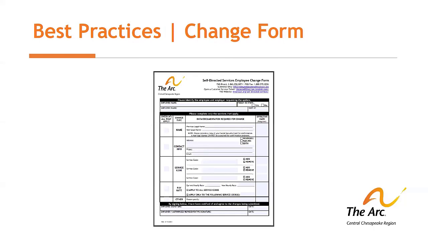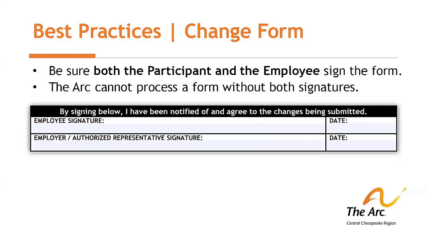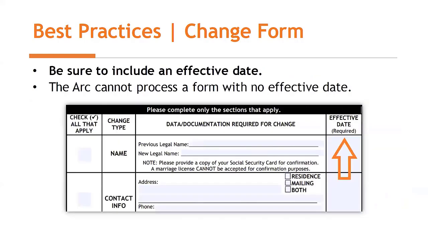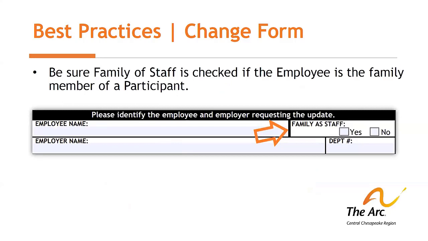Next, we will review some best practices for submitting the change form. Be sure that both the participant and the employee sign the form. The ARC cannot process a form without both signatures. Be sure to include an effective date for the change. The ARC cannot process a form with no effective date. Be sure family of staff is checked if the employee is a family member of a participant. If they are not, no can be checked.